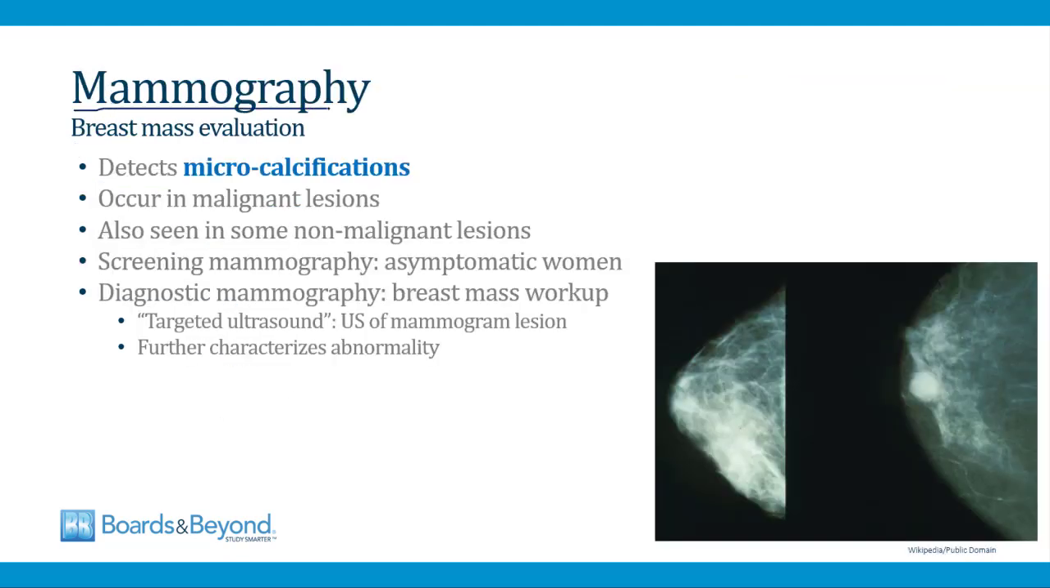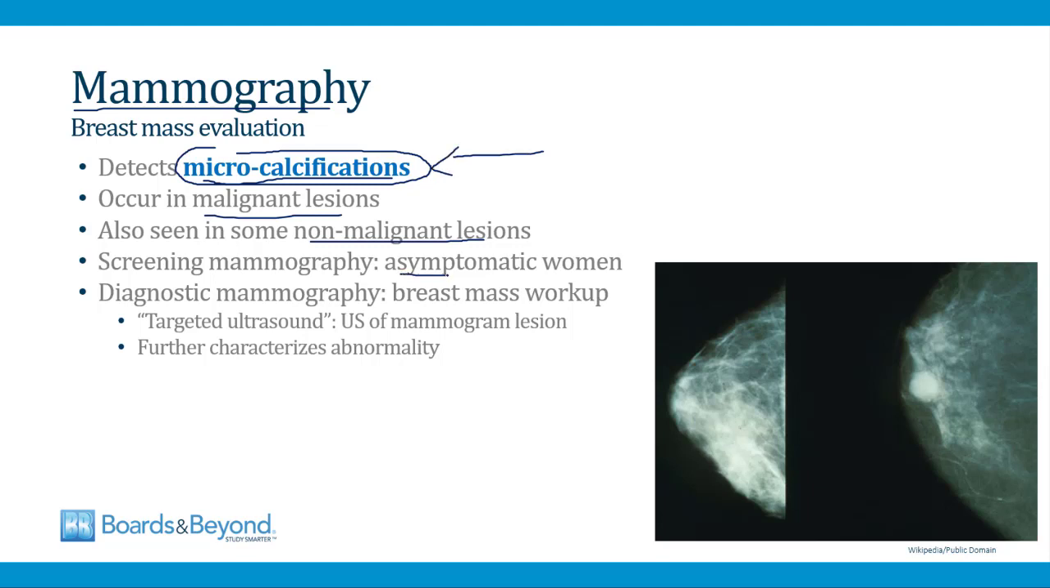Mammography is a form of X-ray evaluation of the breast, and the goal of mammography is to detect microcalcifications within the breast. Microcalcifications are small calcifications that can be found in the breast, and they often indicate a malignant lesion like a breast carcinoma. They are also seen in some non-malignant lesions, and later in this video we'll talk about some benign breast conditions that can cause microcalcifications.